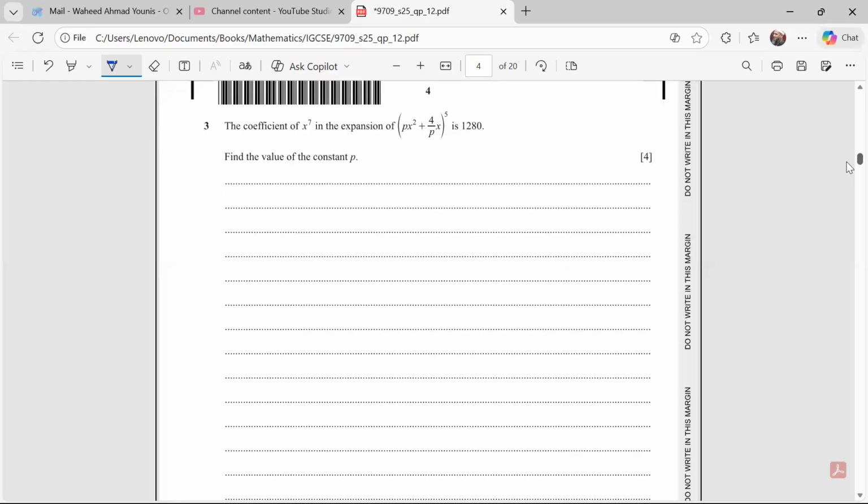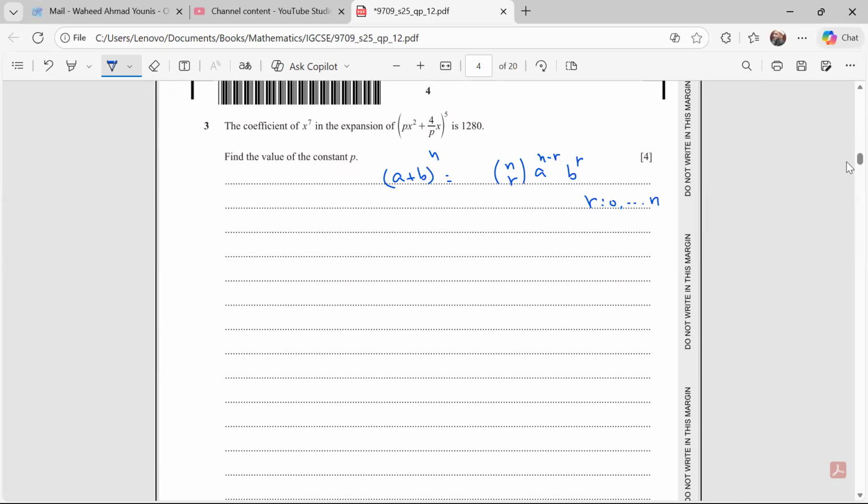Okay, the coefficient of x power 7 in this expansion. Okay, remember if I have something like (a plus b) power n, then its rth term would be n combination r, a power n minus r, and b power r. Okay, and r goes from 0 to n. So when r is equal to 0, n combination 0 is 1, a power n, b power 0. You know how it is expanded.